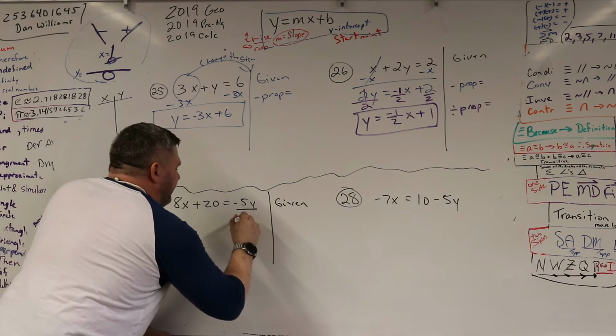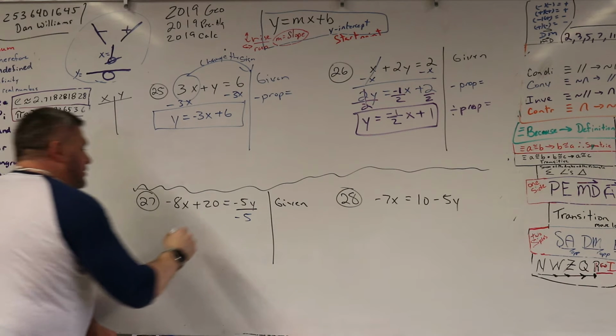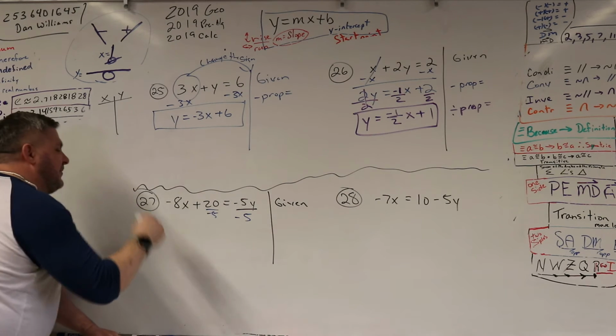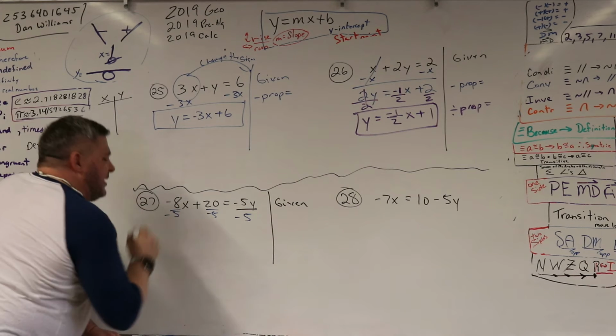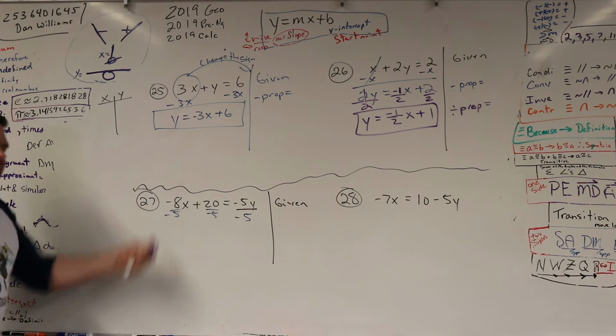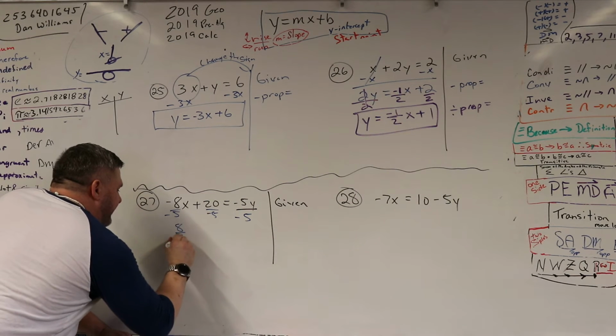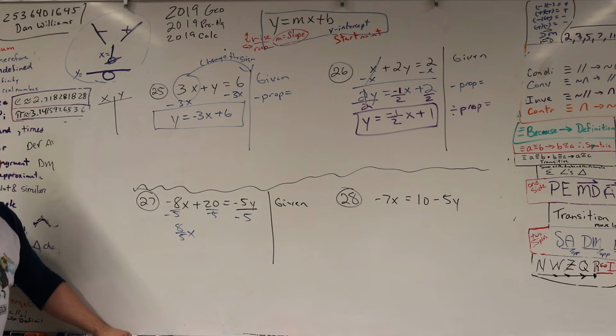-5. But what I do to that, I've got to do to everything, right? So that means this gets divided by -5. That means this gets divided by -5, right? And 2 negatives make a positive. So I got 8 over 5x, right?